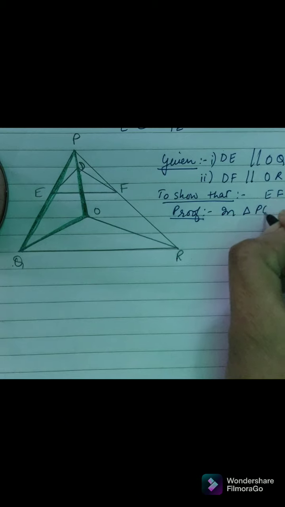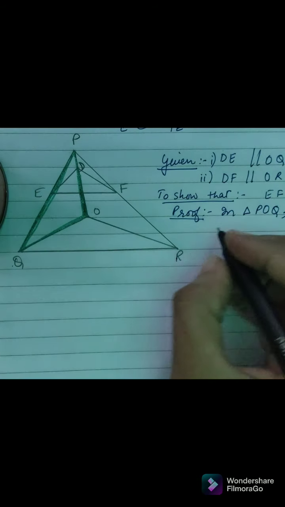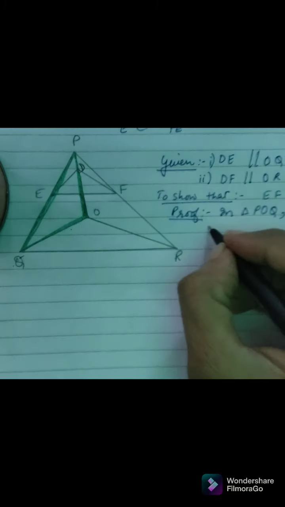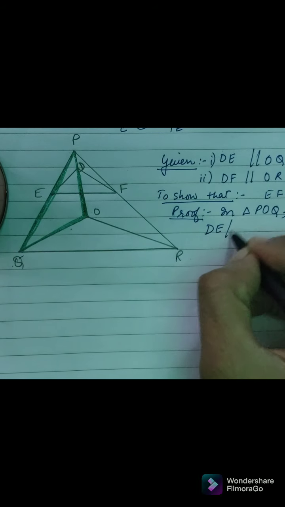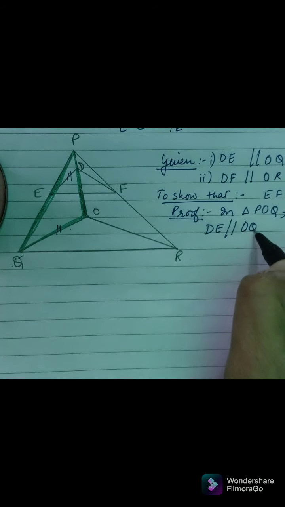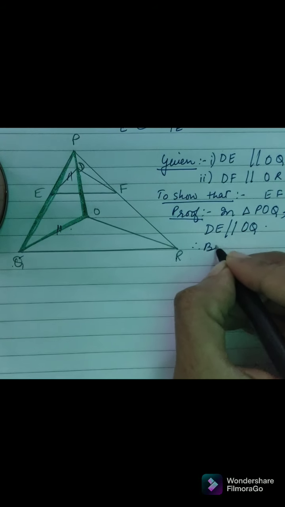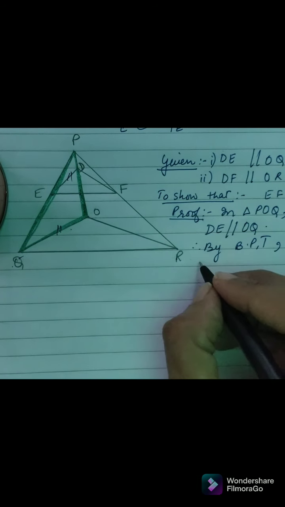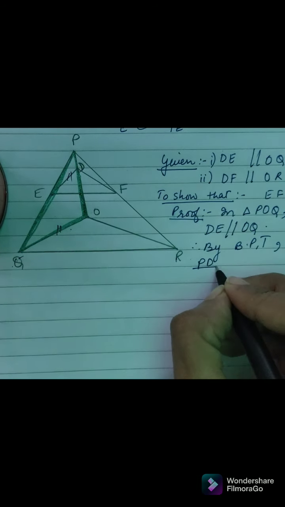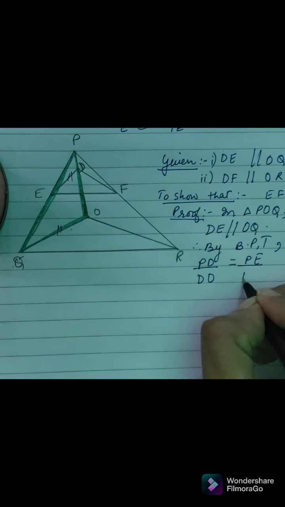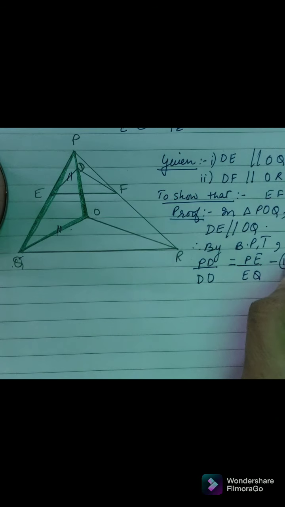So in triangle POQ, yes, they have said DE is parallel to OQ. So therefore, by basic proportionality theorem, what do I get? PD upon DO is equal to PE upon EQ. I'm going to mark this as 1.